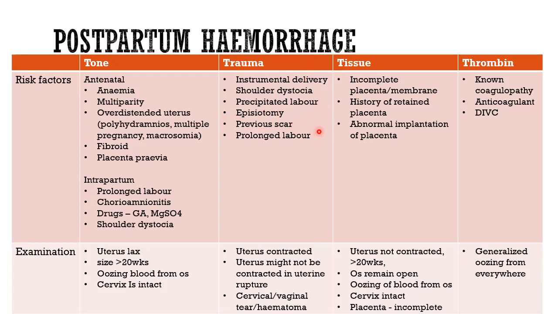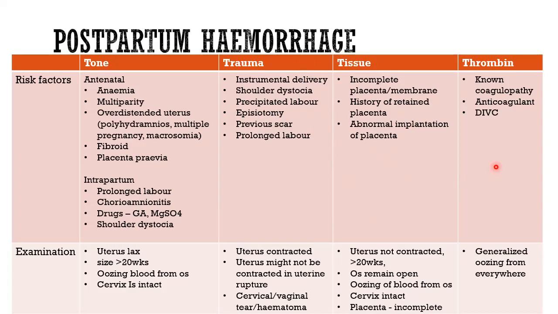All right. Next is tissue. You look into whether the placenta is complete or not. When a patient bleeds after delivery, you must always ask, first, is the placenta out already or not? Second, is the placenta and membrane complete or not? Because this you need to go and evacuate. All right. And then next is thrombin. Thrombin is the least common cause.